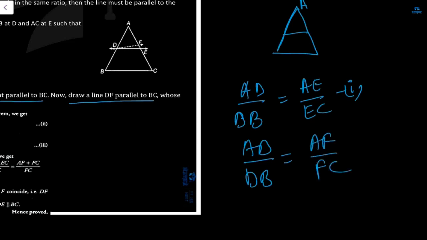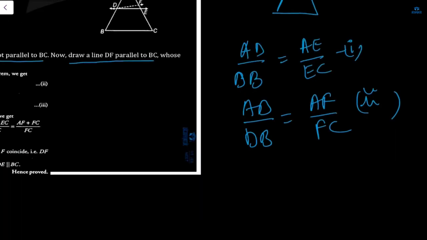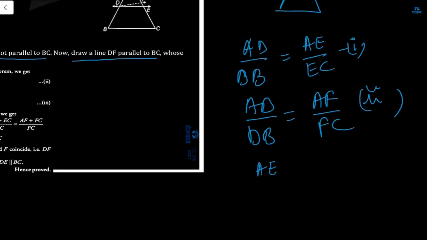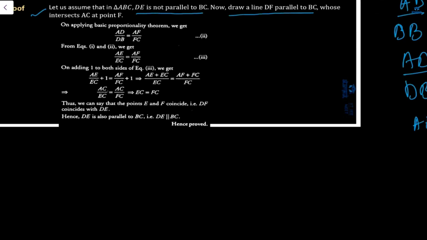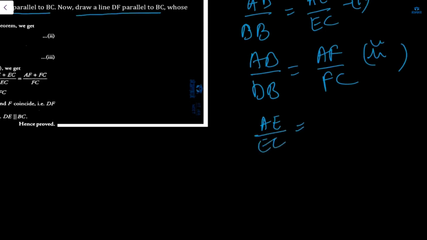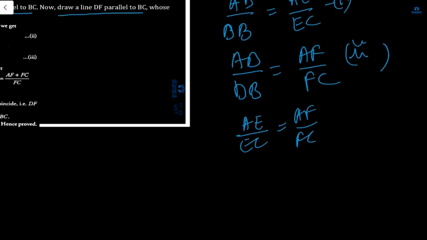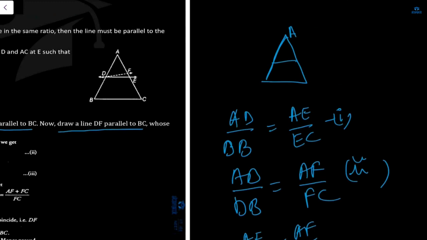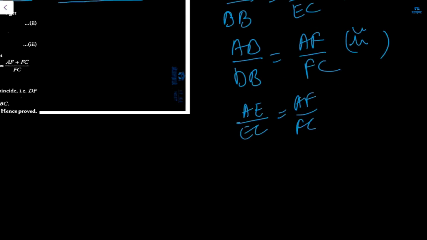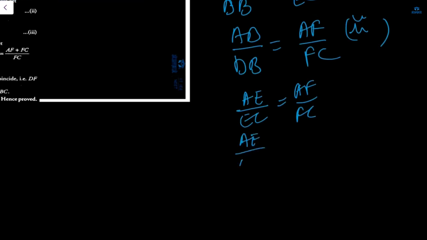So what does this mean from the two theorems? You can see that AE upon EC is equal to AF upon FC. Here I have mentioned it. So from the first and second we got that AE upon EC is equal to AF upon FC. Now we are adding 1 on both sides. Why are we adding 1? So that we can get the complete lines AB and AC. So we'll get AE upon EC plus 1 is equal to AF upon FC plus 1.